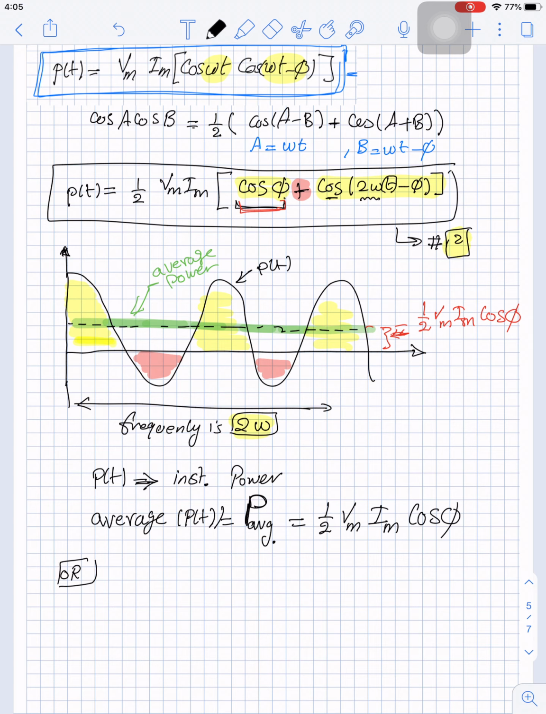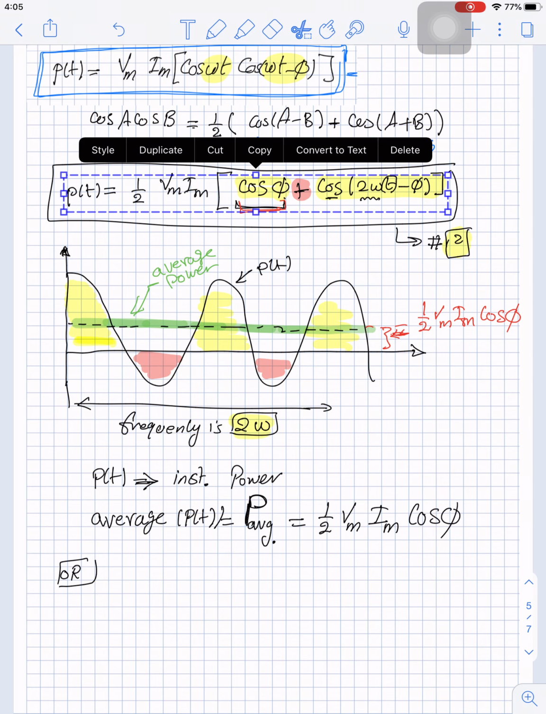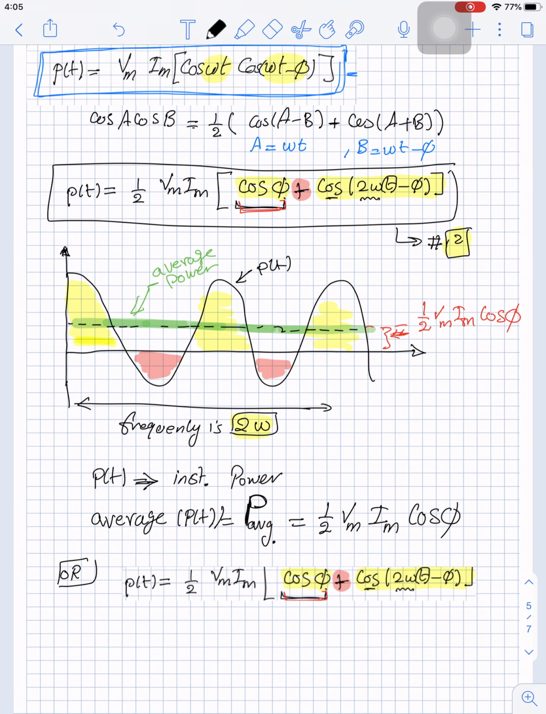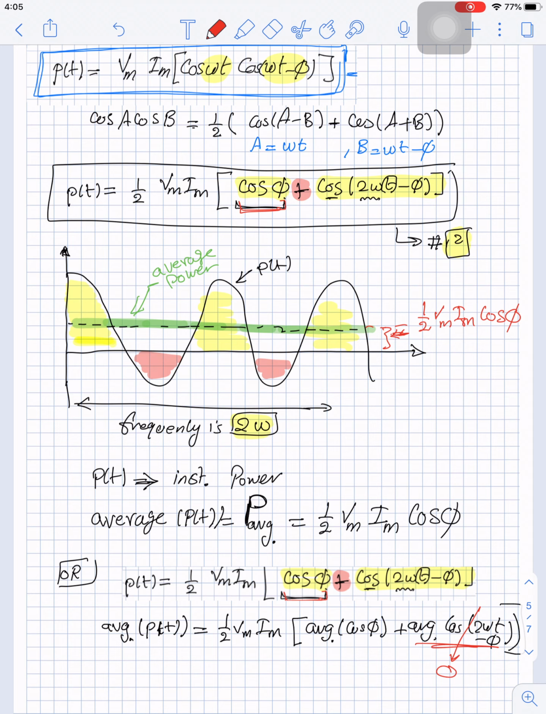Or if we take this function again, and you start to take the average of the power, the average of P of t will equal half V max I max multiplied by the average of cos phi plus the average of cos of 2 omega t minus phi. As you can see, the average of a cos wave is 0. If you sketch a cos wave, you will see that the positive equals the negative. So the average of any sinusoidal wave will be 0.